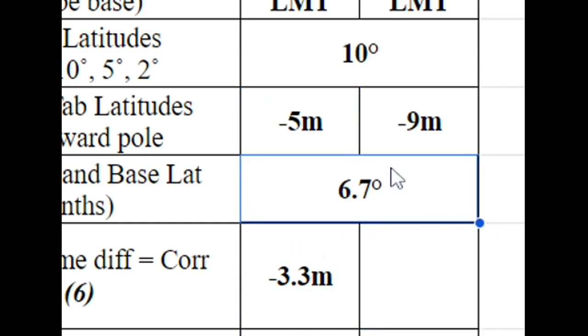We'll take 6.7 degrees divided by 10 degrees, get 0.67. That tells us that we're 67% of the way from 10 degrees to 20 degrees between our tabulated latitudes. Then we'll multiply that by the difference in time for 4 May, which is -9, and we get -6 minutes.